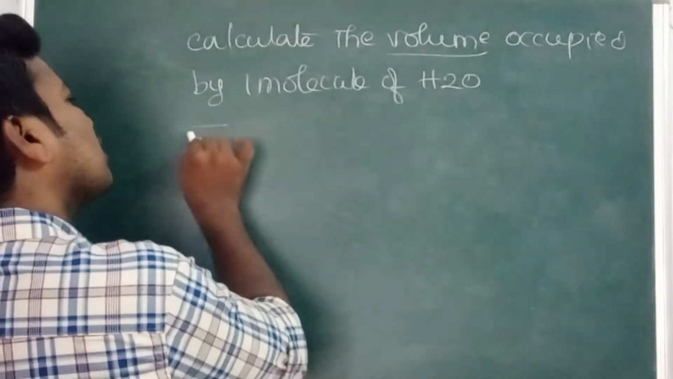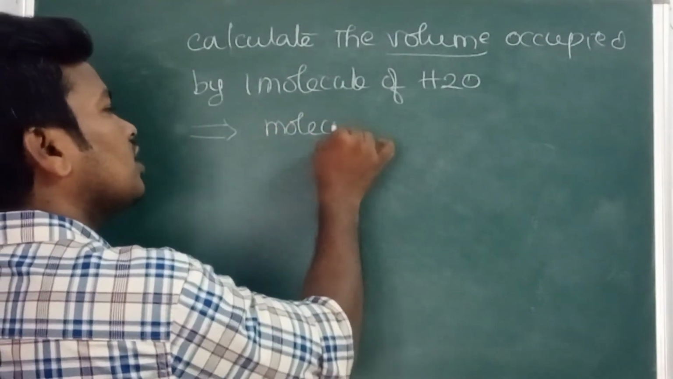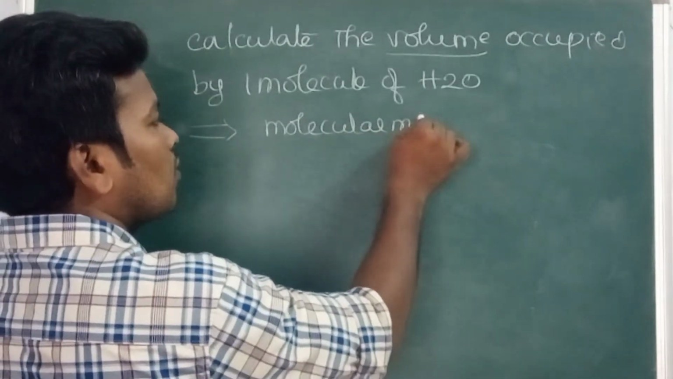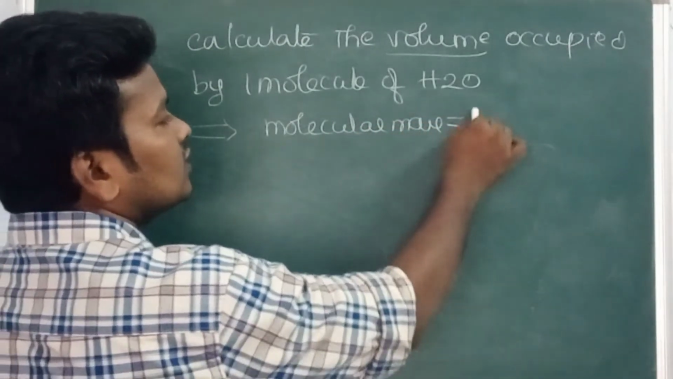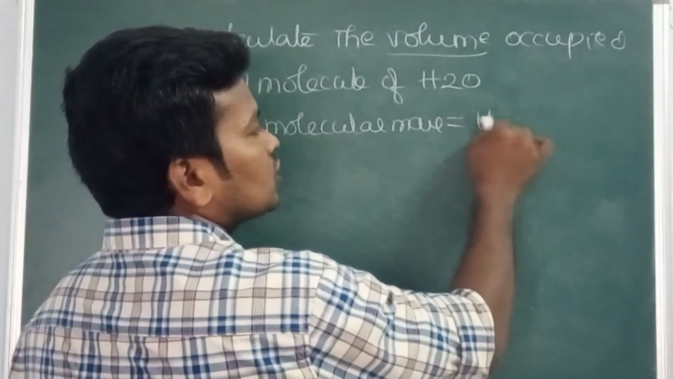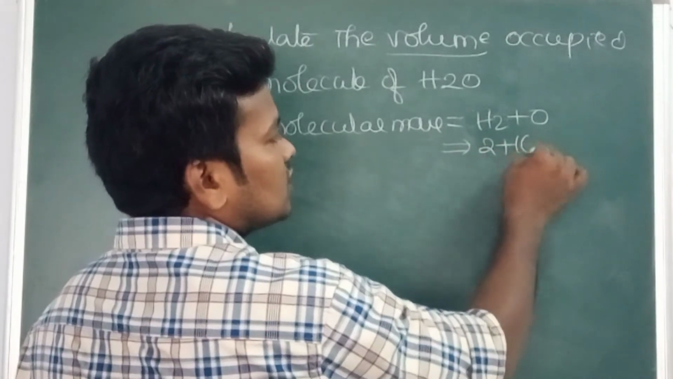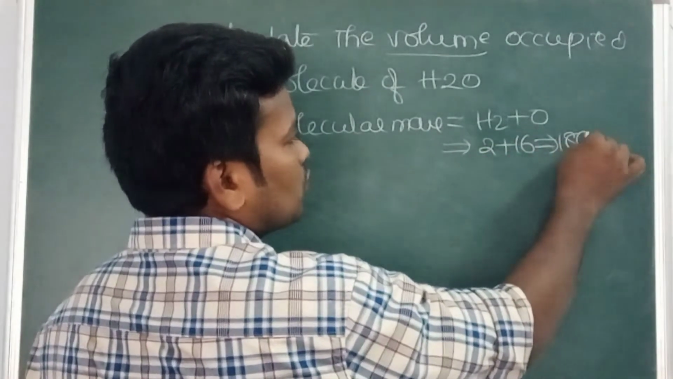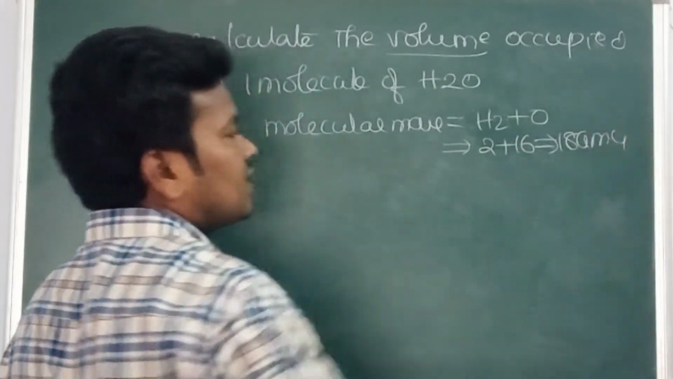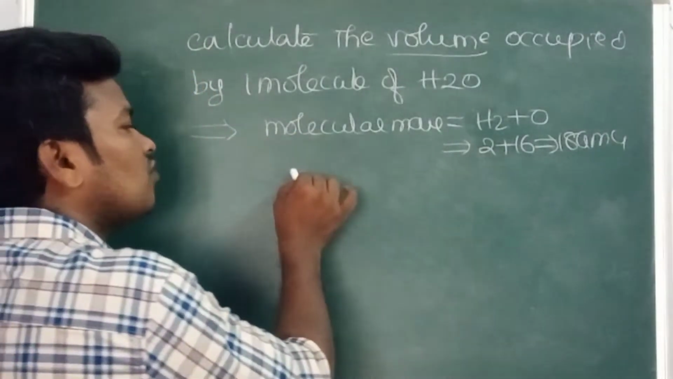So what they have given, we know the mass, we can know the molecular mass. We know it is 18 grams. How did we get 18 AMU? Nothing but H2 plus O, that is 2 plus 16 is equal to 18 AMU. We know 18 AMU, but they are asking the volume.